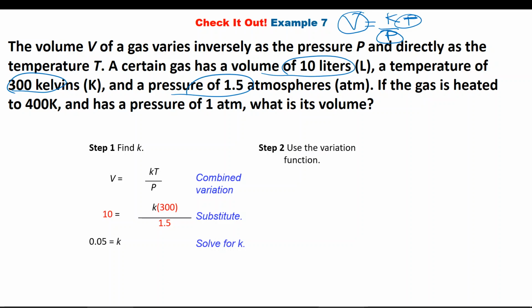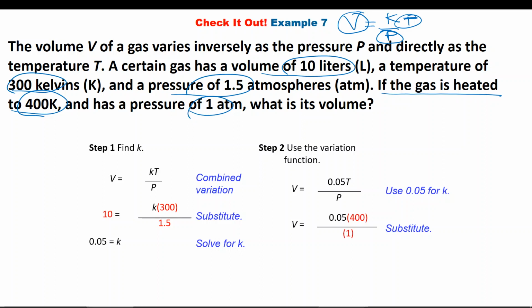The next thing we want to do is use the variation function. So we're going to use 0.05 for K, and we're going to put it into our function. And then we need to substitute because they've given us new information now. They've given us that the gas is heated to 400 and has a pressure of 1 atm. So what is its volume? We're going to substitute those two things into our equation, and notice it's asking for volume, so we already have it all set up with volume equals. Multiplying that all out and solving for V, we see that V equals 20. So the actual answer to your problem is the new volume will be about 20 liters.